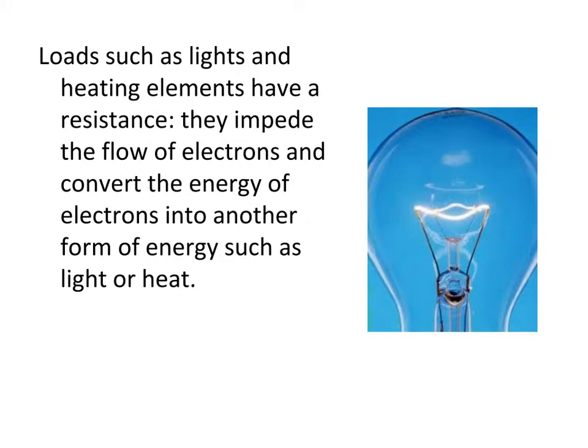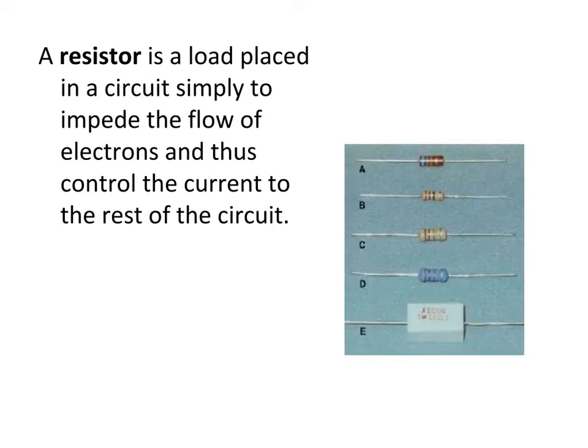Loads like light bulbs and heating elements have resistance, so they impede the flow of electrons. They make it more difficult for the electrons to move through them, and they convert the energy of the electrons into other forms like heat and light, etc. A resistor is a specific type of load that's placed in a circuit simply to impede the flow of electrons, or in other words, to change the current. If you want to control the current, this is one way that you can do it.